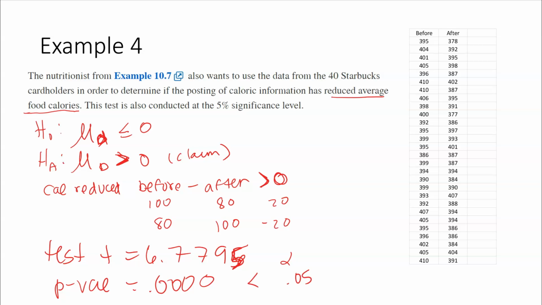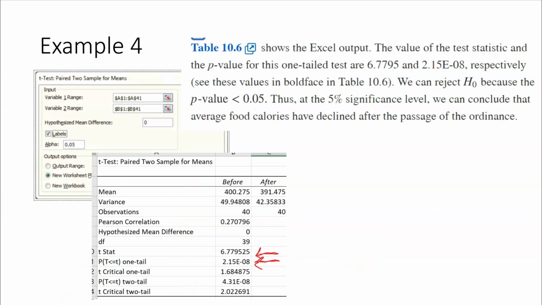Well, that's low. So we're going to reject the null, which means we can say that there is sufficient evidence to support the claim that the food calories have been reduced. And so here it is written out for you.